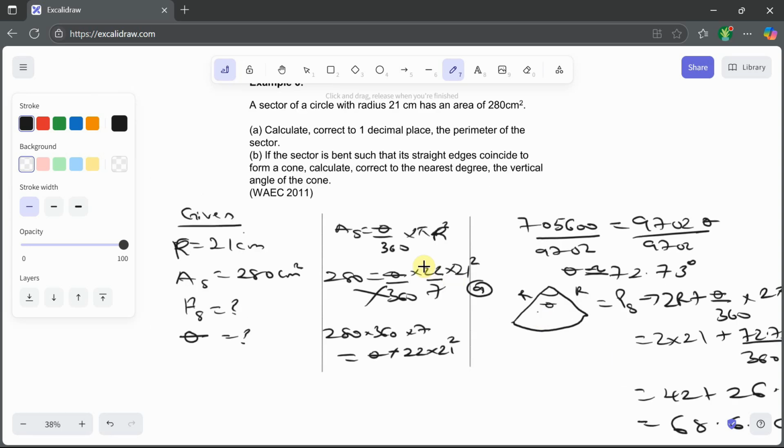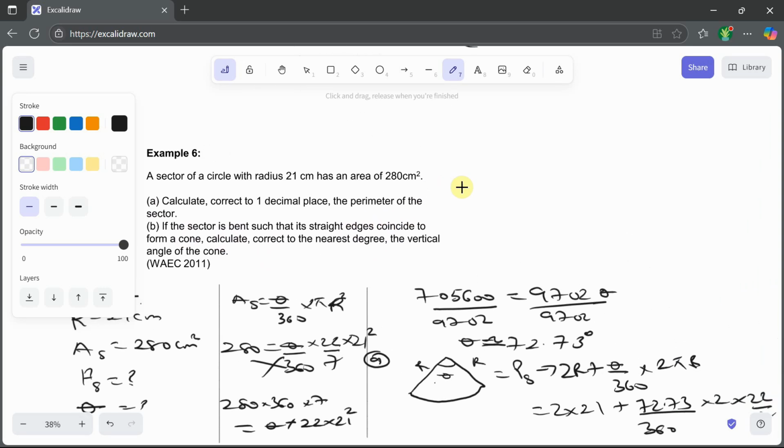Now for the question B, it now says that if the sector is bent such that the straight edges coincide to form a cone, calculate correct to the nearest degree the vertical angle of the cone. So if you have our cone, let me just put the B here. If these are cone, remember when it's theory questions, always try to draw your diagrams. It shows that you understand what you're doing.